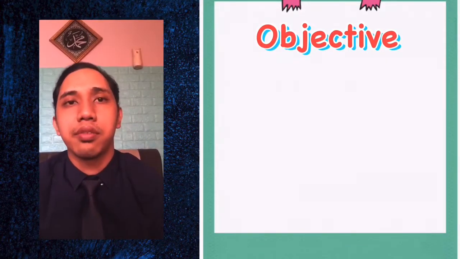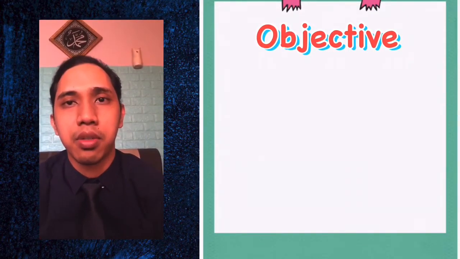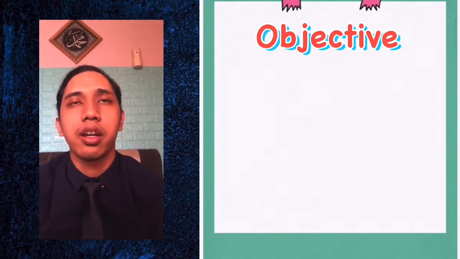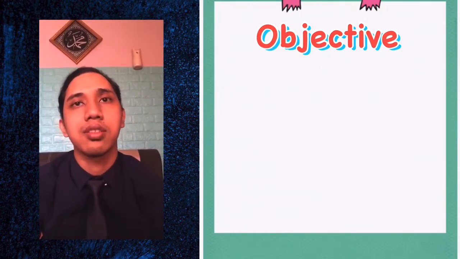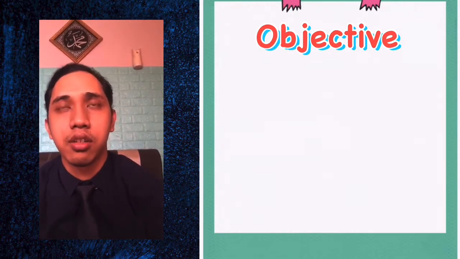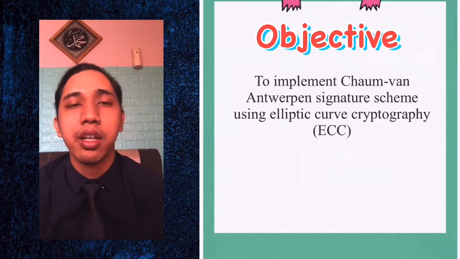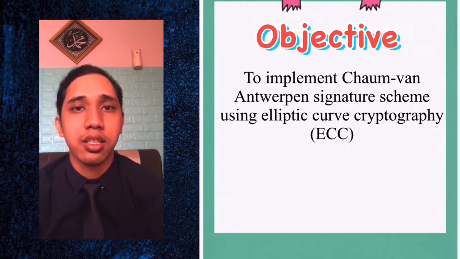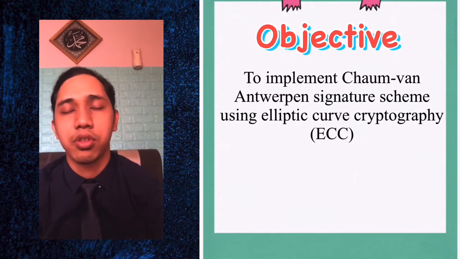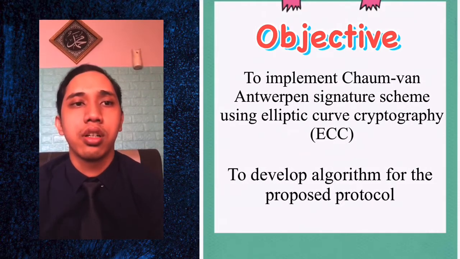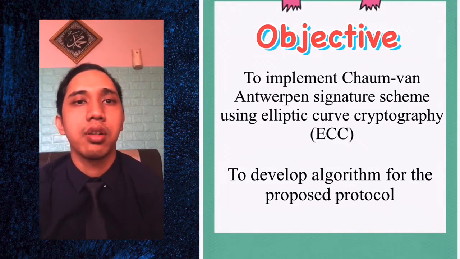Next is the objective. From the problem statement that we have stated before, we have discovered two objectives for our final year project. Number 1, to implement the Chaum van Antwerpen signature scheme using elliptic curve cryptography. And the second one, to develop an algorithm for the proposed protocol.